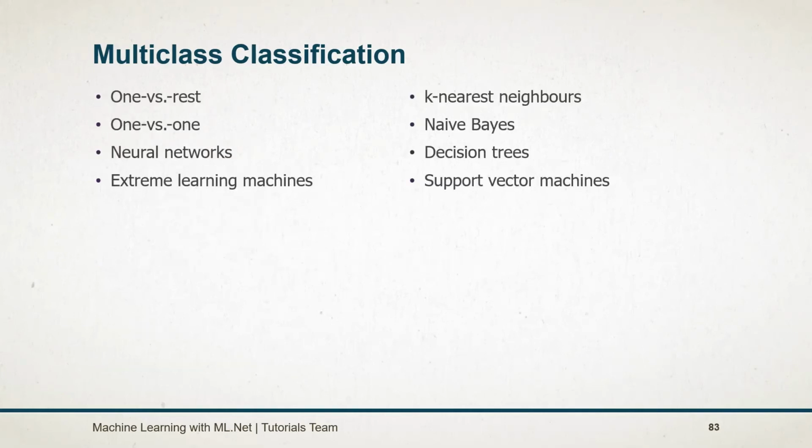There are various kinds of algorithms for multiclass classification, such as one versus rest, one versus one, neural network, extreme learning machine, k-nearest neighbors, naive Bayes, decision tree, support vector machine, etc.